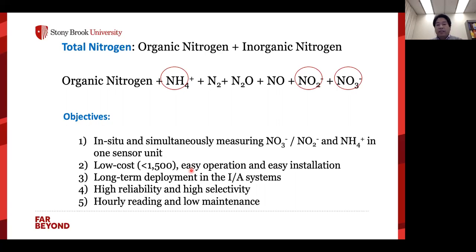It should be easy to operate and easy to install in the field, and can be long-term deployed in the wastewater effluent. It should have high reliability and selectivity, without interference from the wastewater matrix, based on our readings at different times, and with low maintenance. Low maintenance means a very special requirement for the testing, so we need to meet their requirement. So this is our goal for setting up the sensor.